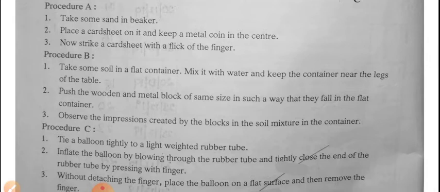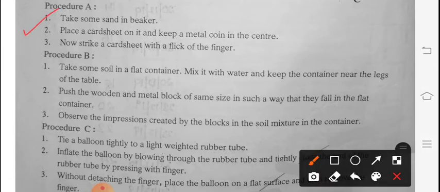Procedure number 1 is: take some sand in a beaker. I'll show you in a video how we are going to do this experiment. Place a card sheet on it and keep a metal coin in the center. Now strike the card sheet with a flick of the finger.